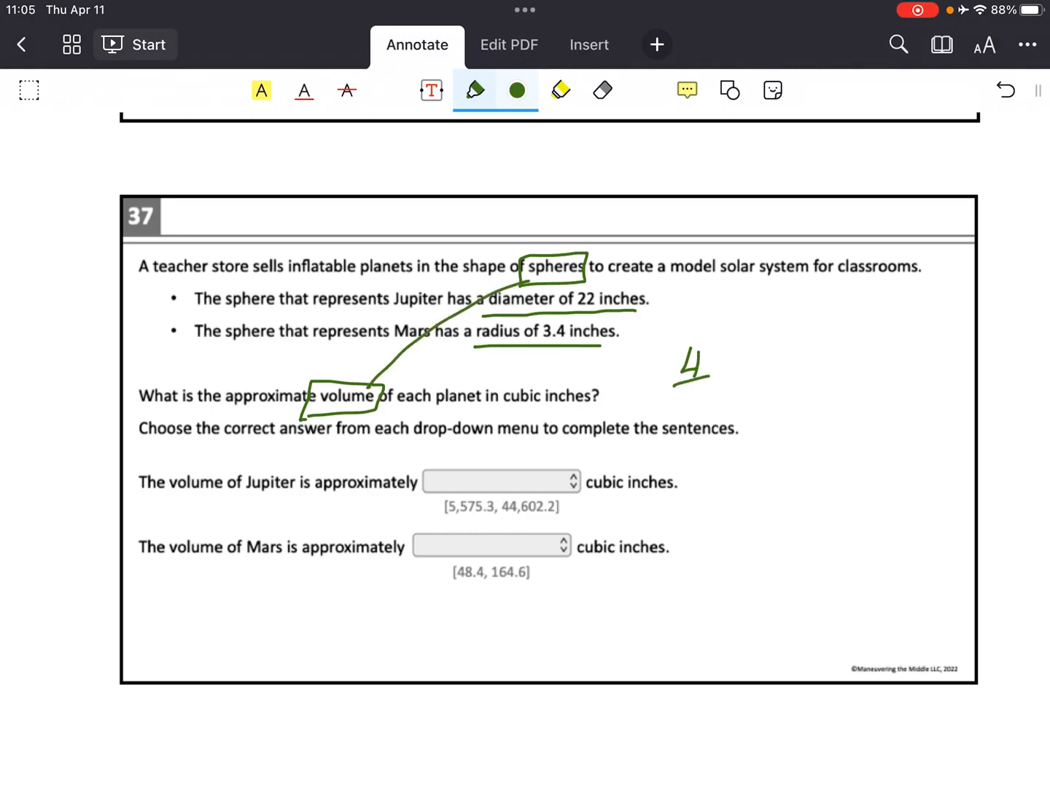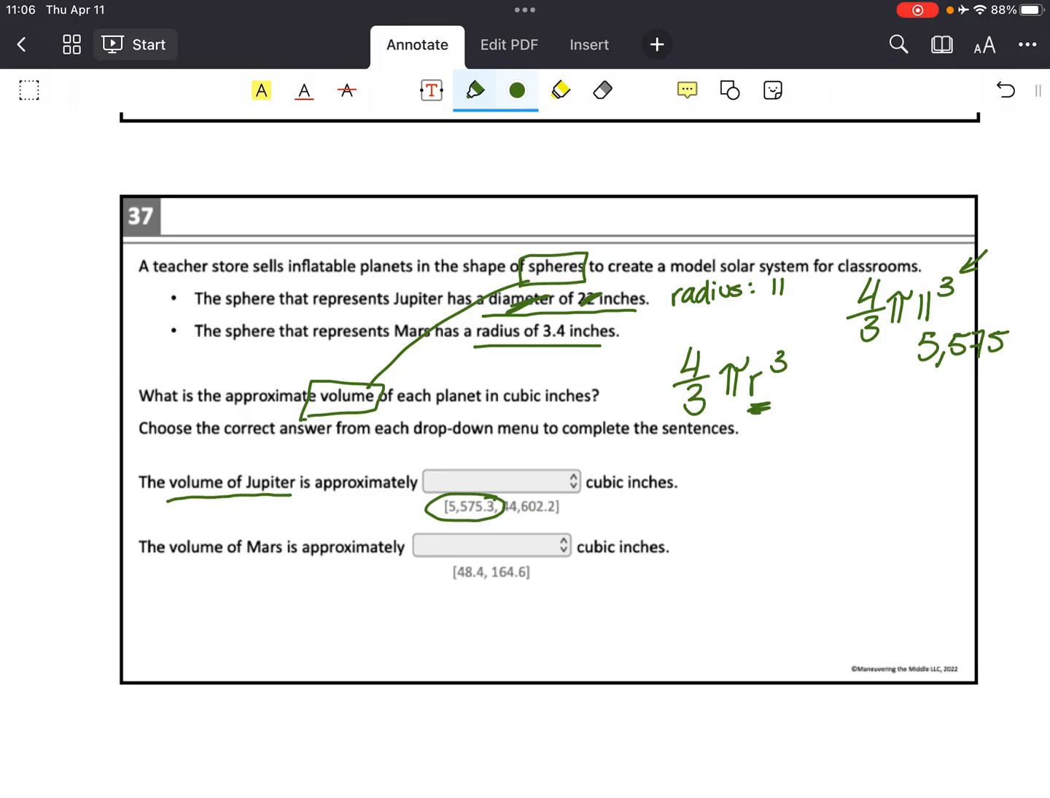Your formula is 4/3, funky formula, pi r cubed, again, funky formula. The only thing that I need to know is the radius. So in this first sphere for Jupiter, I'm given diameter. I do not like that. Instead, I'm going to write what the radius is, which is half of the diameter. Therefore, the radius is 11. Then I would plug that into my formula, again making sure that I put in the funky fraction and the cubed as the exponent, and I would end up with an answer of 5,575, meaning that the volume of Jupiter is approximately this first one.